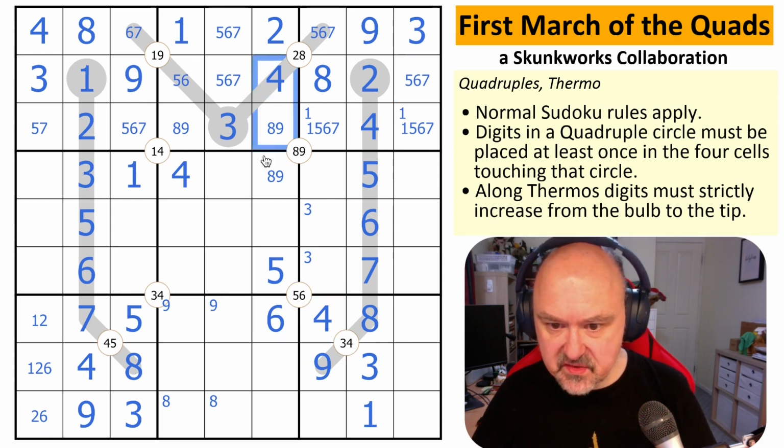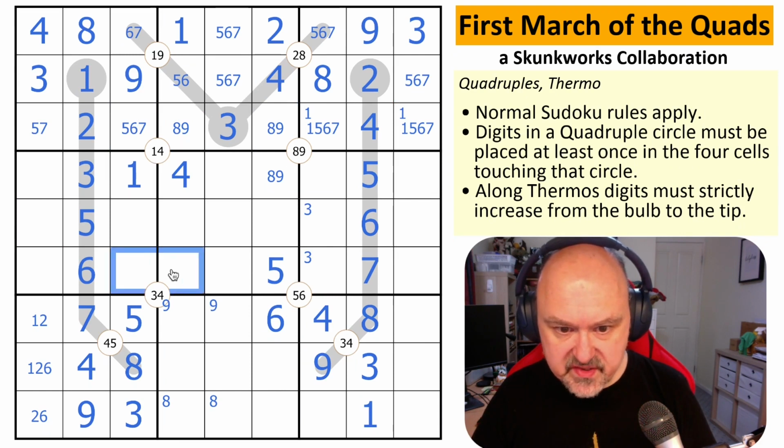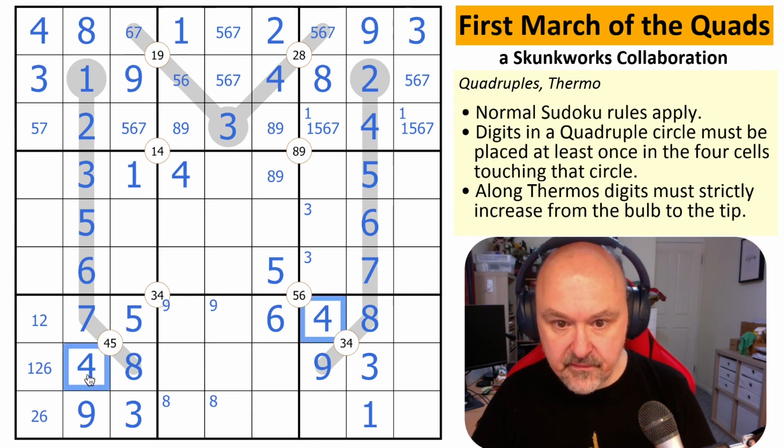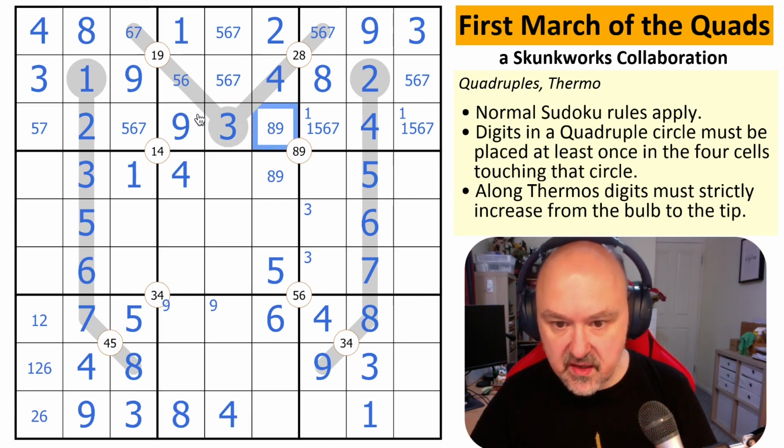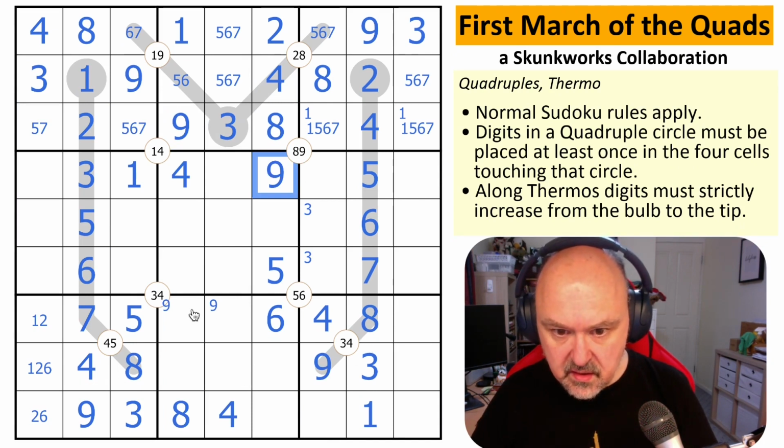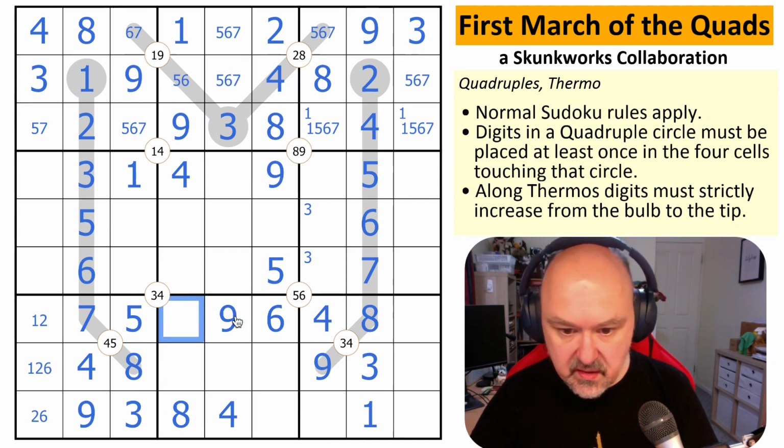Got the 5, 6, got the 8, 9, got the 1, 4. Still need to put a 3 in here. Got the 4, 5. I think the quads apart from this one are now done. 4, 4. That's a 4. I have 4s looking into the box. That's a 4. That makes that an 8, which makes that a 9, and that an 8, and that a 9. That makes that a 9.